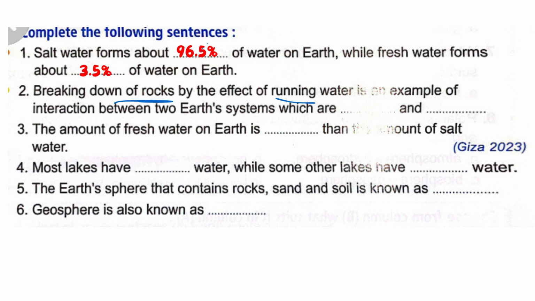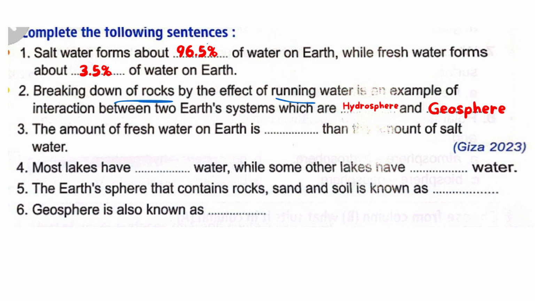Okay, so let us move to the second question we have. Breaking down of rocks by the effect of running water is an example of interaction between two Earth systems, which are, you know, the two systems. Here breaking down rocks, so rocks belong to what? Geosphere. Yes, and here we are talking about the running water, so this is hydrosphere. So here the interaction is between the geosphere and hydrosphere.